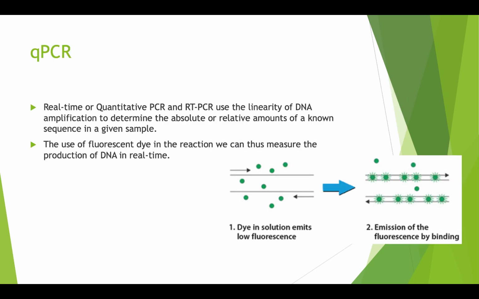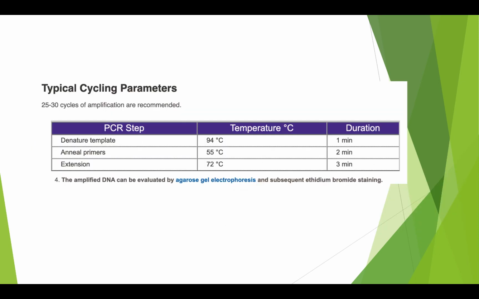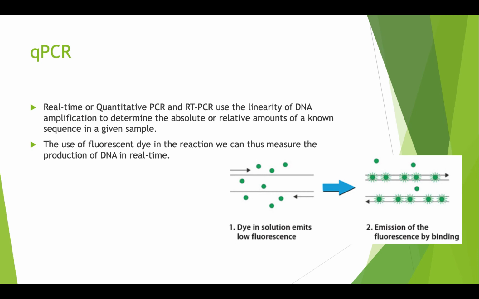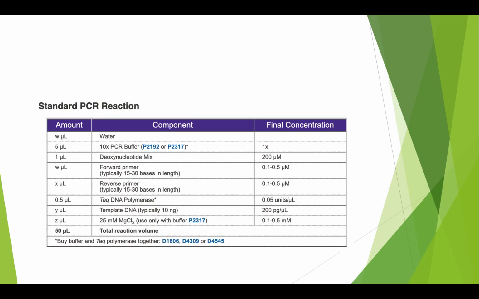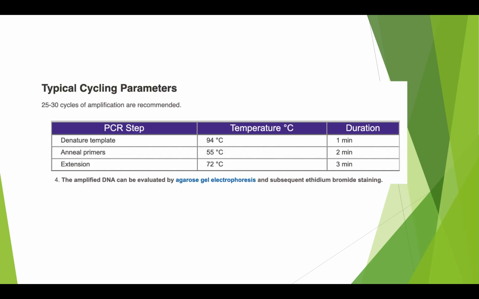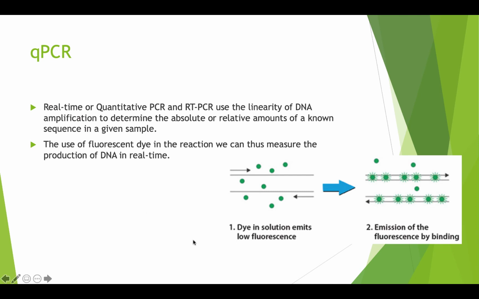qPCR. Here we enter qPCR. The PCR we talked about, these temperatures you will still use, this is what you're using, the polymerase you are using, everything is the same except, on the standard PCR reaction, there is an addition to the buffer. What is this addition? It is the dye.